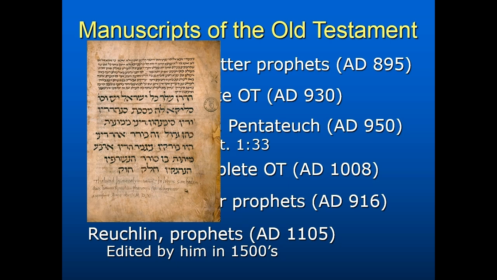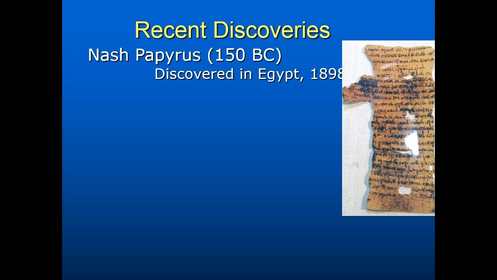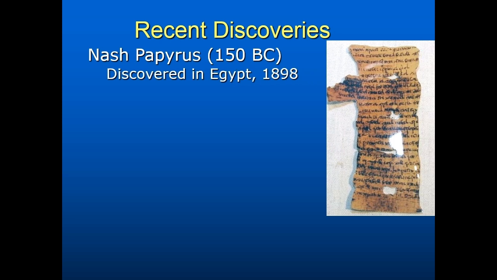But there have been recent discoveries as well. Our sole relic from biblical times for a while was the Nash Papyrus, which is dated to about 150 B.C. It turned up in Egypt in 1898. Only a single page, it contains just the 10 Commandments and the Shema, that is, "Hear, O Israel, the Lord our God, the Lord is one."